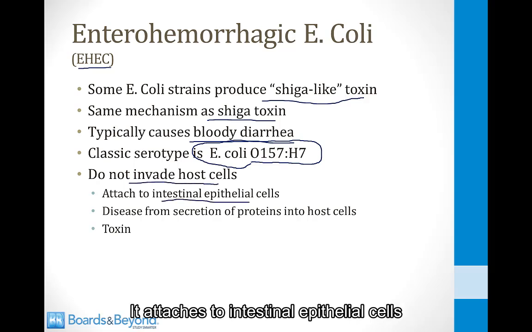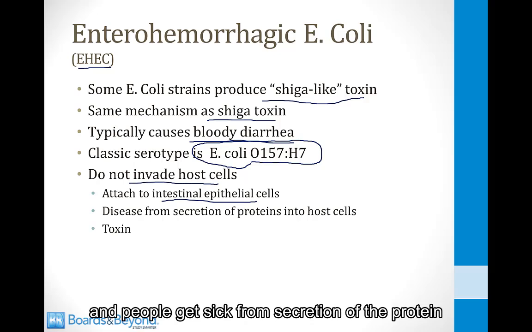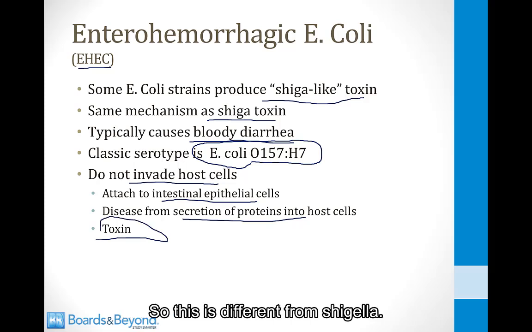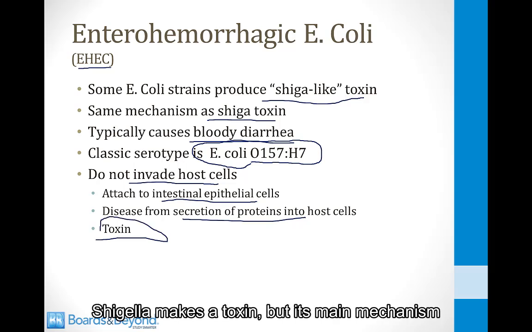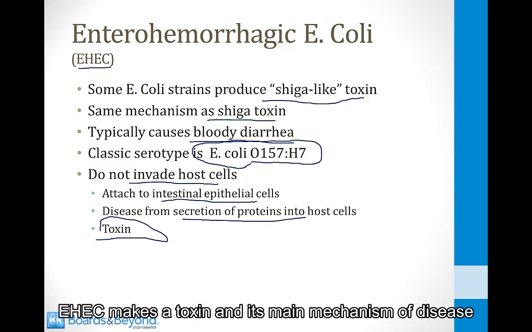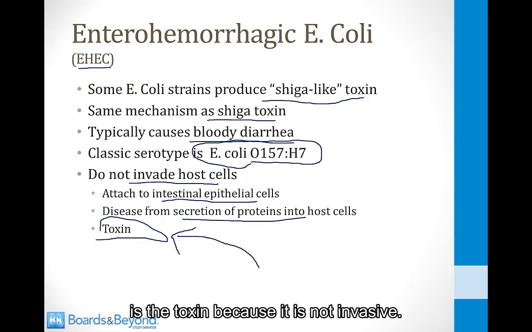It attaches to intestinal epithelial cells, and people get sick from secretion of the protein into the host cells and the toxin effects. So this is different from Shigella. Shigella makes a toxin, but its main mechanism of causing disease is invasion of cells. EHEC makes a toxin, and its main mechanism of disease is the toxin because it is not invasive.